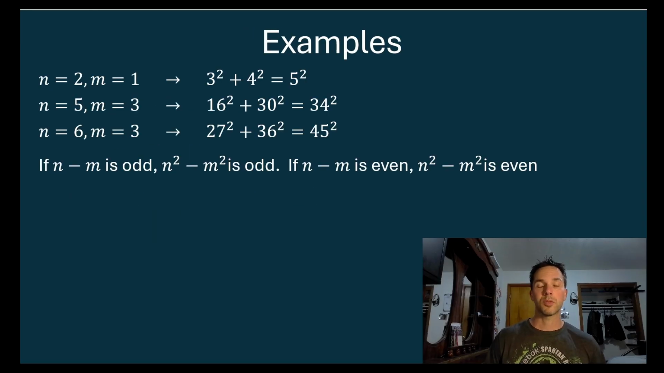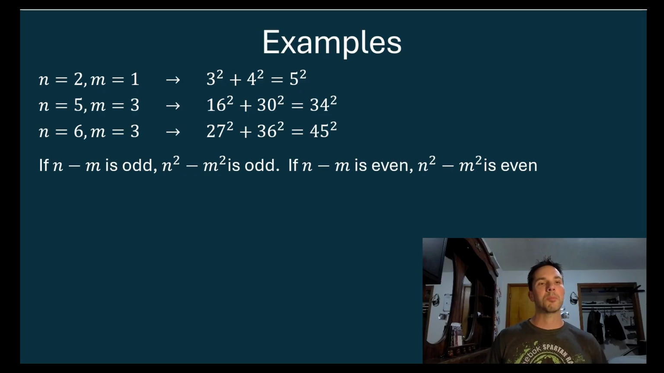Now, some examples of how this works. If we have n equals 2 and m equals 1, then n squared gives us 4 minus 1 on the left-hand side, and 4 minus 1 ends up being 3. 2 times 1 is 2, times your 2 gives you 4. Then 2 squared plus 1 is 5. And then you get the solution for the Pythagorean theorem using integers that we all know and love: 3 squared plus 4 squared equals 5 squared.